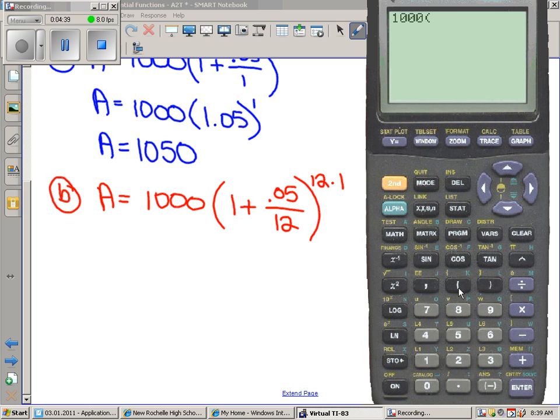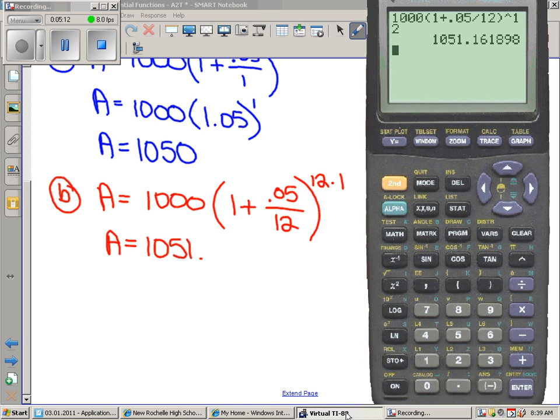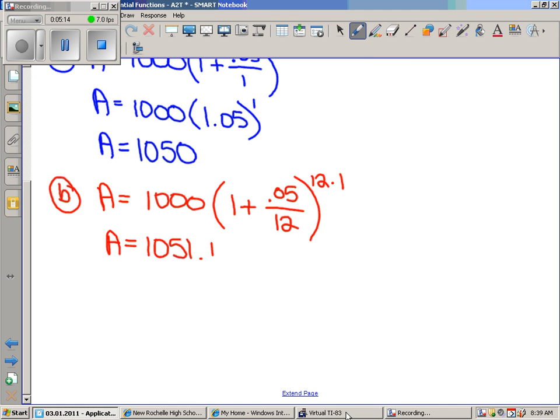1,000 times 1 plus 0.05 divided by 12. And we don't have to put extra parentheses around stuff because the order of operations will hold right there. Raised to the, what's 12 times 1? Good. So if you do this, look at that. You get a little something extra that year. You almost get a little bit more than a whole dollar. Point 161898.